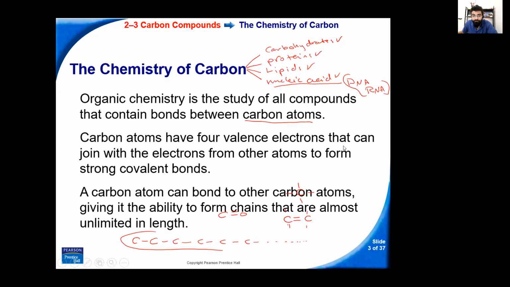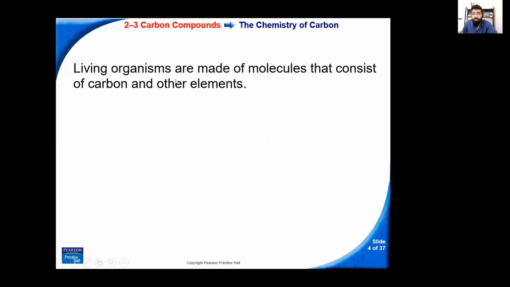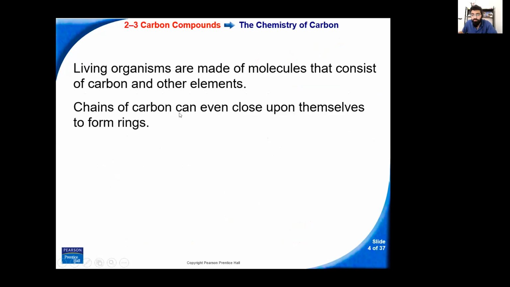You got the point? Next, living organisms are made of molecules that consist of carbon and other elements. Chains of carbon can even close upon themselves to form rings. Sometimes carbon links with carbon, with carbon, and with oxygen, for example. So you can see carbons can link to each other to form what? A ring, like this. This is called a ring in chemistry.